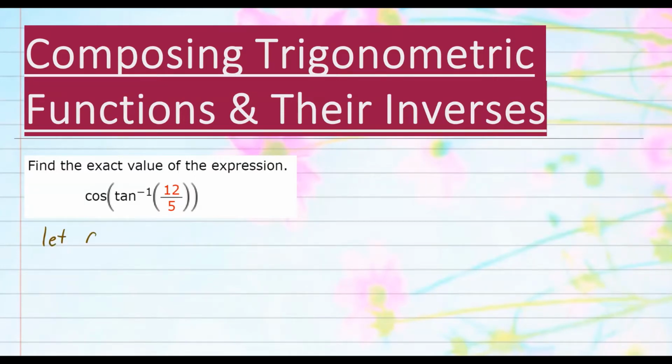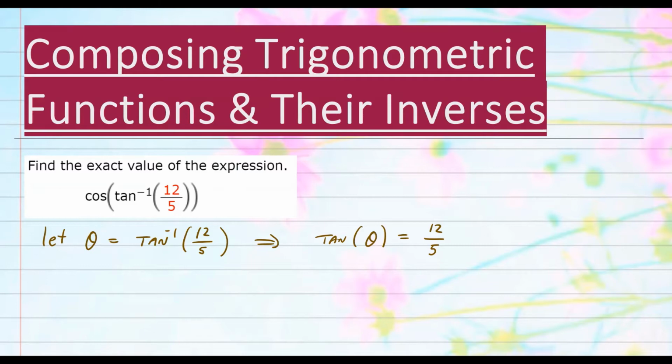We're going to let theta be equal to tangent inverse of 12 over 5. So what that means is that tangent of theta is going to be 12 over 5. So pretty much we're looking for what theta gives us 12 over 5. But of course, we're not going to use a calculator. We're going to do it by drawing a right triangle.